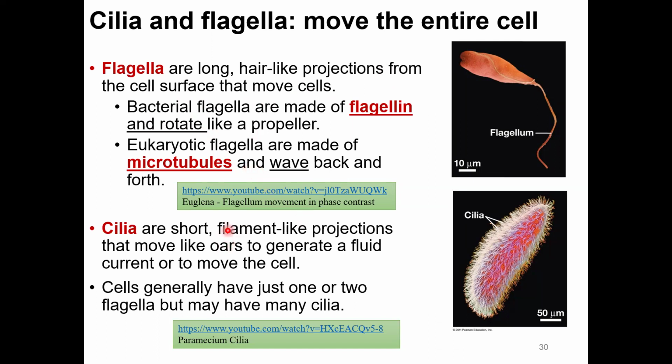And then cilia are short filament-like structures like these, which basically move like oars on a rowboat and generate fluid current to move the cell itself. Cells may have either one or two flagella, but have many cilia. So it could be one or two of these, and then a million of these, if necessary, depending on the creature themselves.